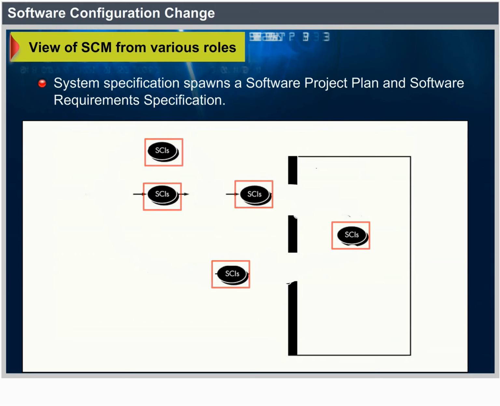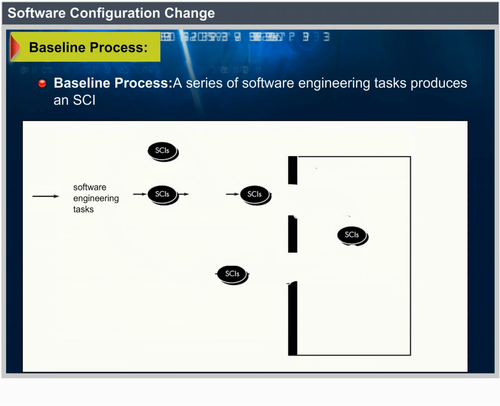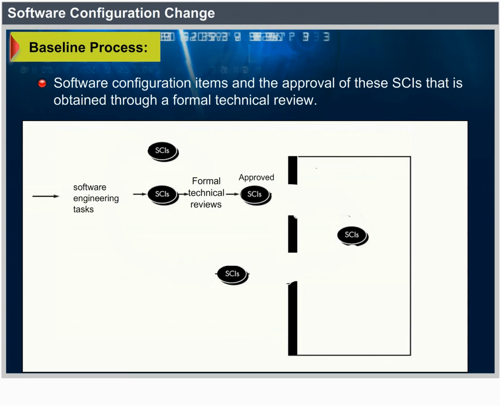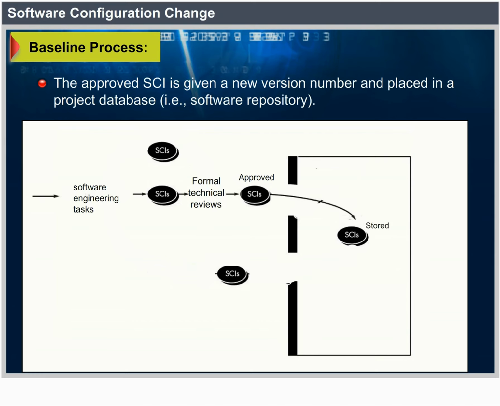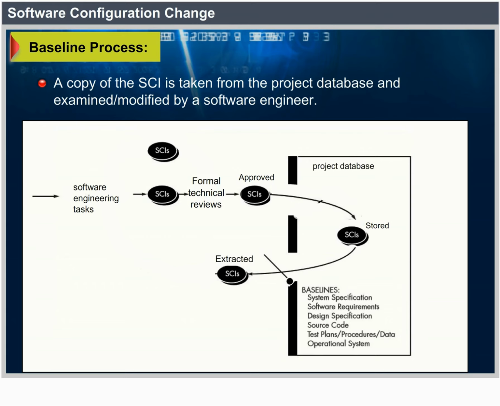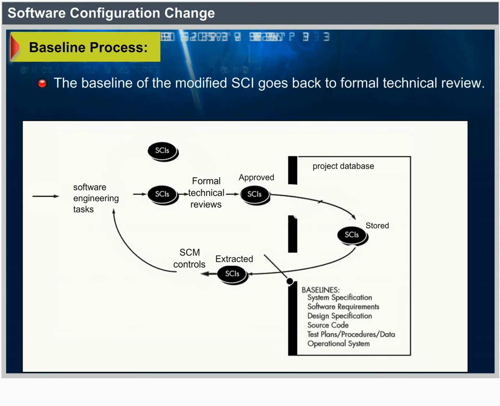Baseline process. A series of software engineering tasks produces an SCI. Software configuration items and the approval of these SCIs is obtained through a formal technical review. The approved SCI is given a new version number and placed in a project database, that is, a software repository. A copy of the SCI is taken from the project database and examined or modified by a software engineer. The baseline of the modified SCI goes back to the formal technical review.